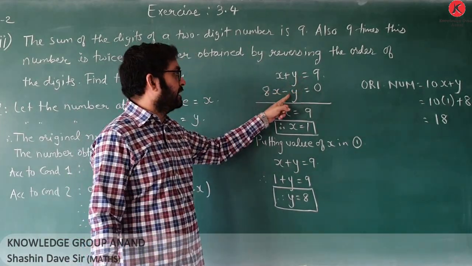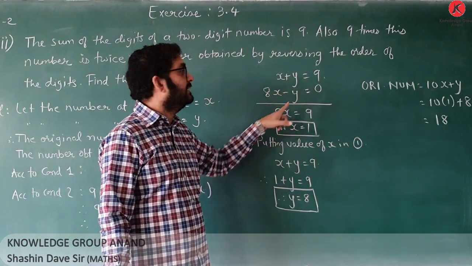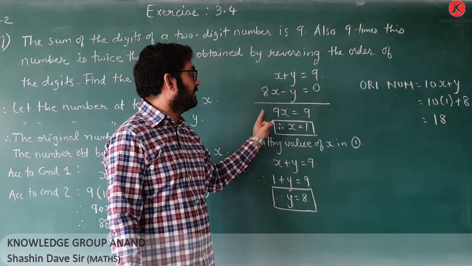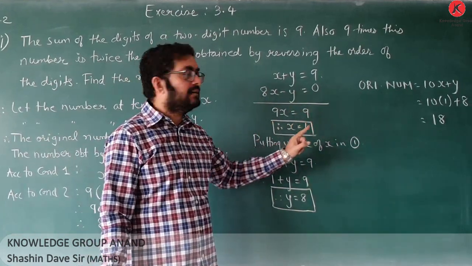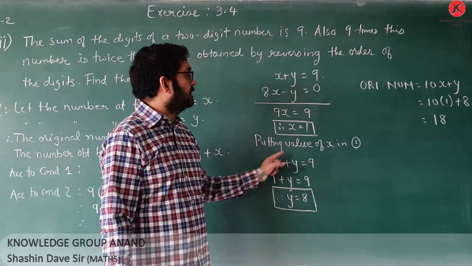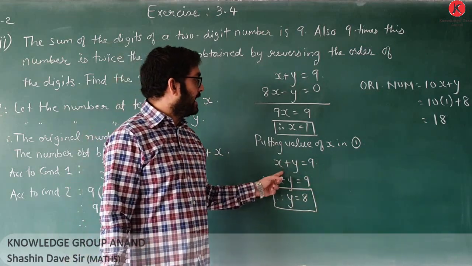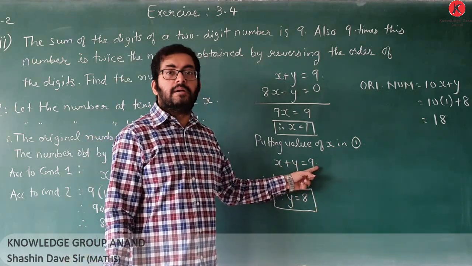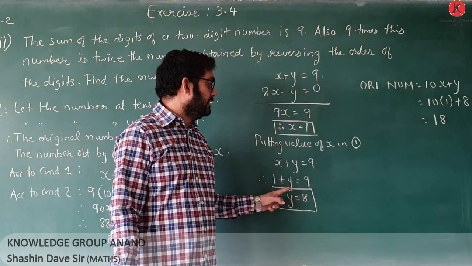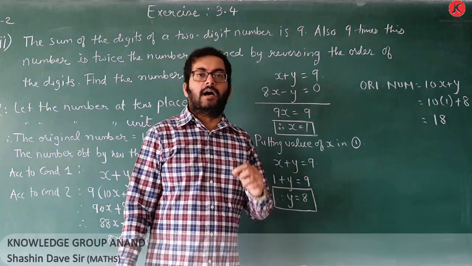So plus y and minus y got eliminated. x plus 8x, that is 9x, and 9 plus 0 is 9. So I got 9x as 9. That means the value of x is 1. Now I will put this value of x in equation number 1. What was equation number 1? x plus y is equal to 9. But the value of x is 1. So 1 plus y is equal to 9. That means the value of y is 9 minus 1, that is 8.